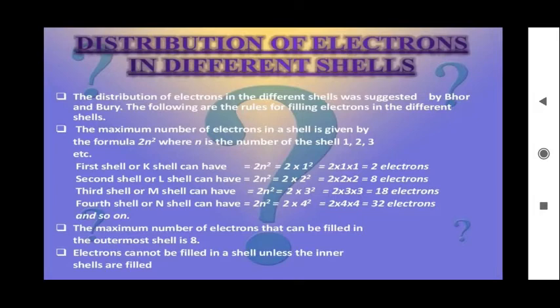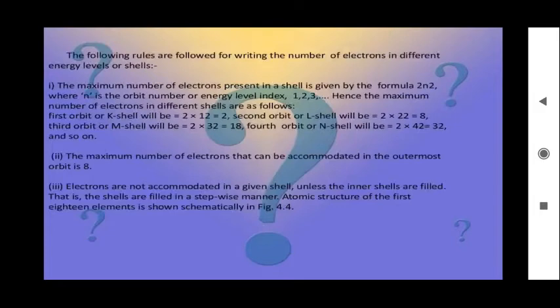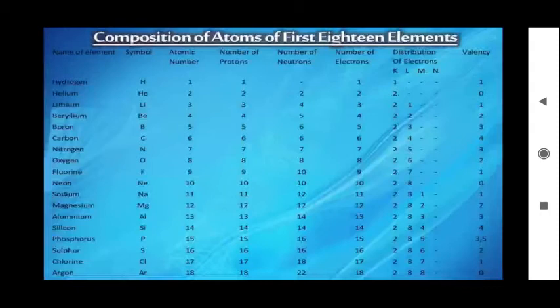Similarly, the maximum number of electrons in the shells is given by the formula, so you can go for that. The stability of the atom depends upon its octet state. Here is a list of some atoms: its symbol, atomic number, number of protons, electrons and neutrons, and how many electrons are distributed in each shell, that is K, L and M shell, and finally its valency. That is what we are going to study now.